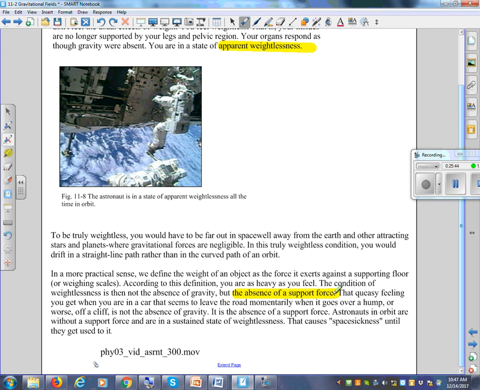Astronauts in orbit are without a support force and are in a sustained state of weightlessness. That causes space sickness until they get used to it. Interestingly enough, your food tastes different when you eat in space.